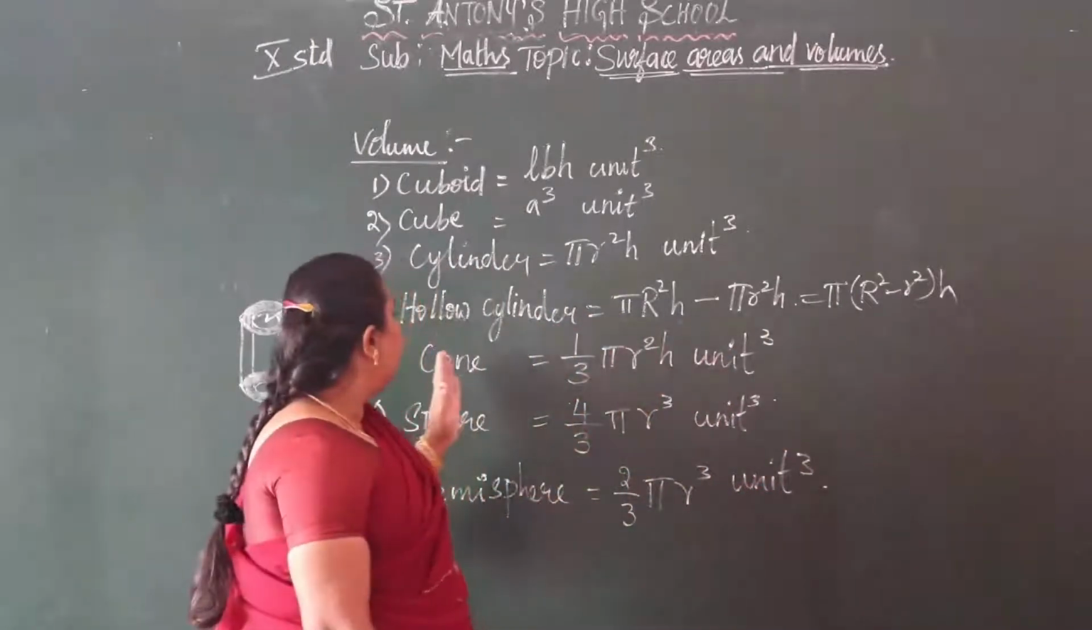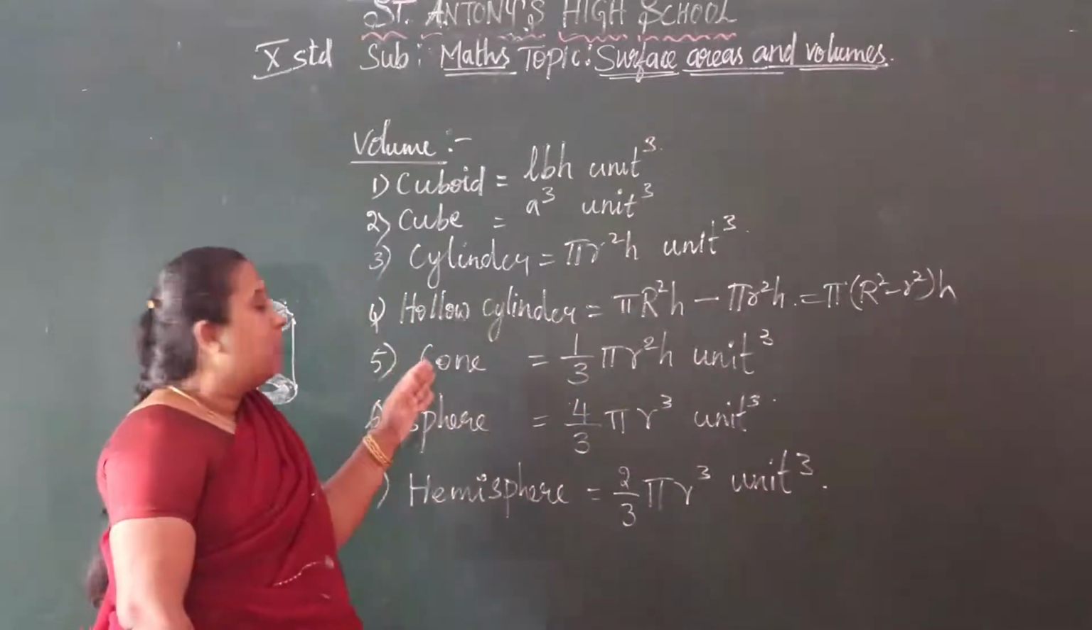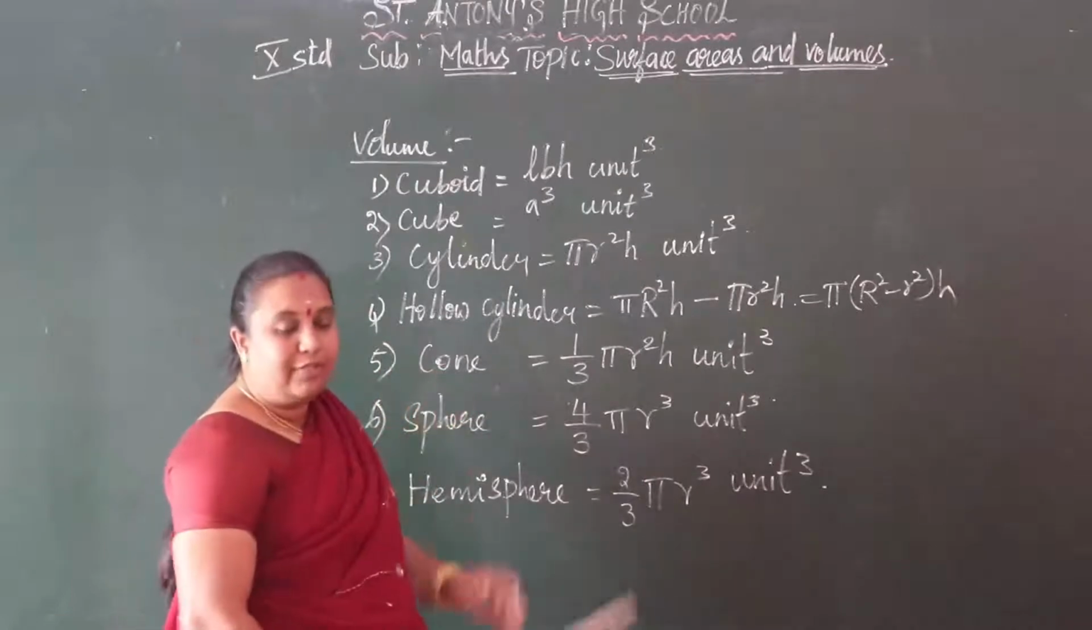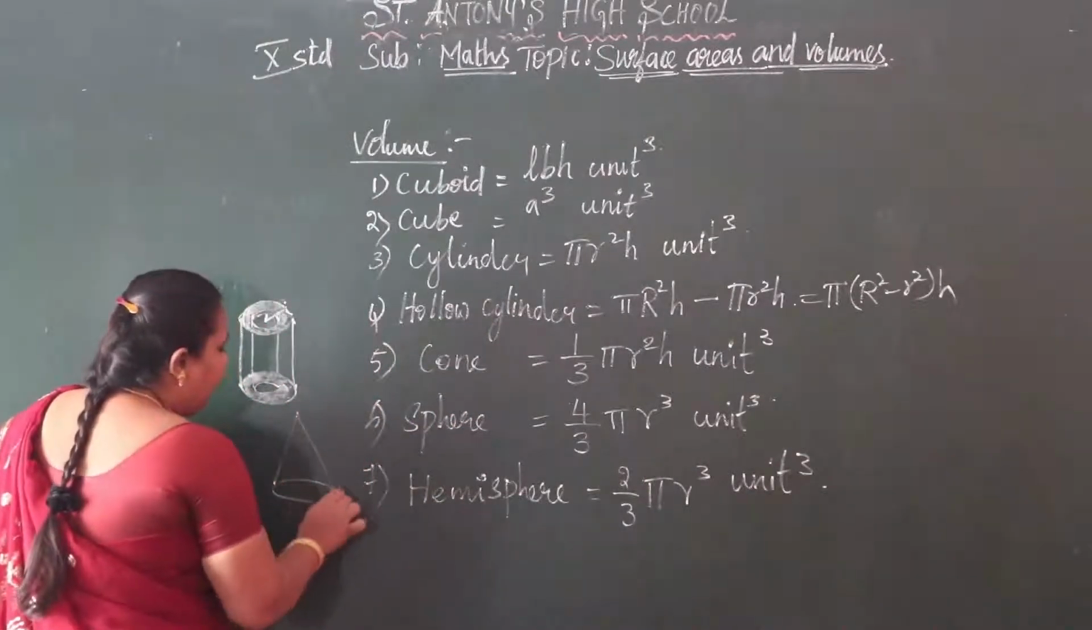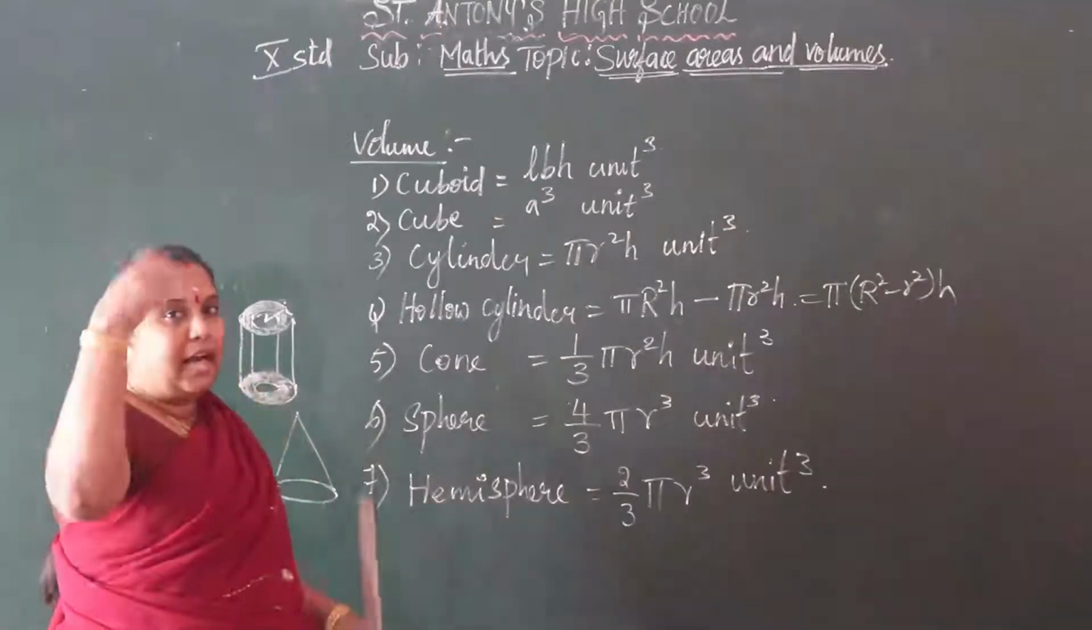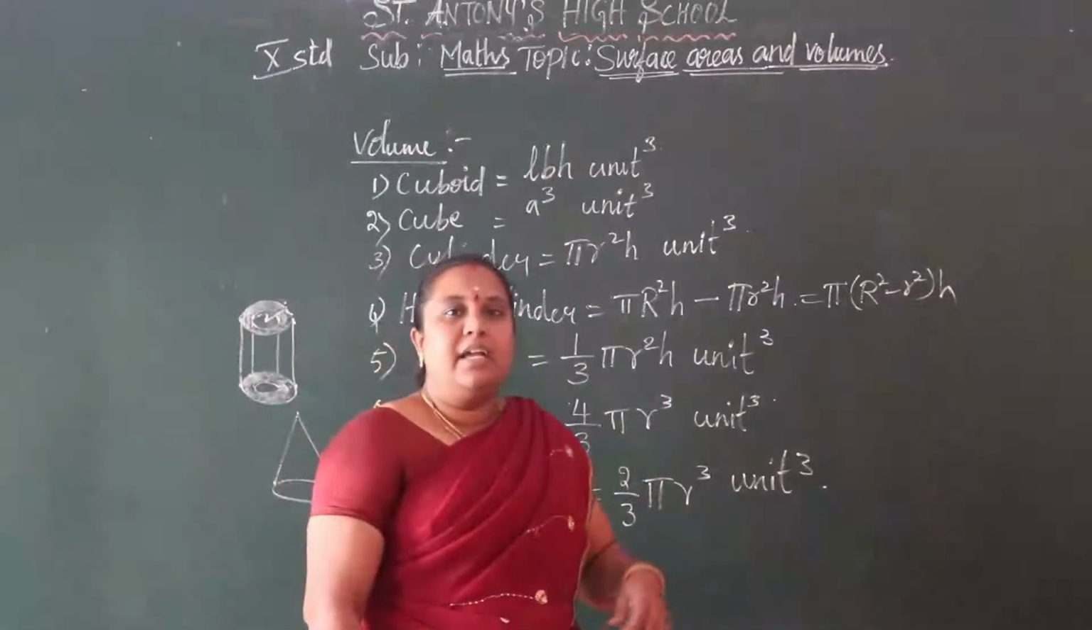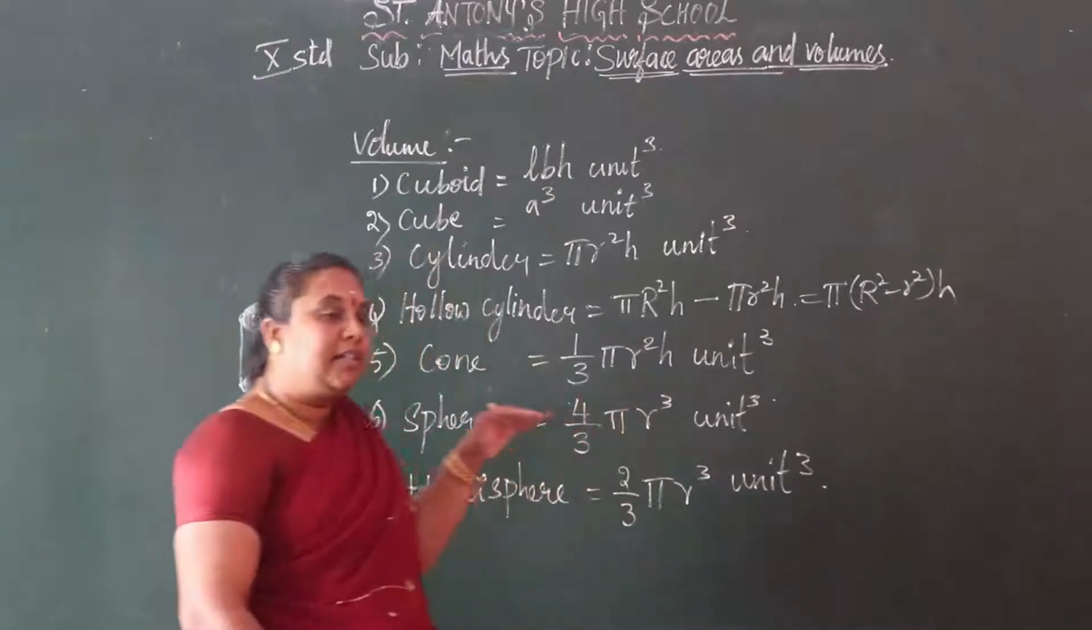Then we move on to the cone. Volume of a cone. You know the figure of a cone, is it right? Right circular cone. This is in the form of a cone. Birthday caps, for example, come under the cone.